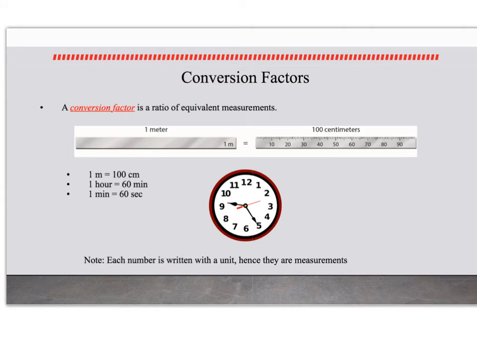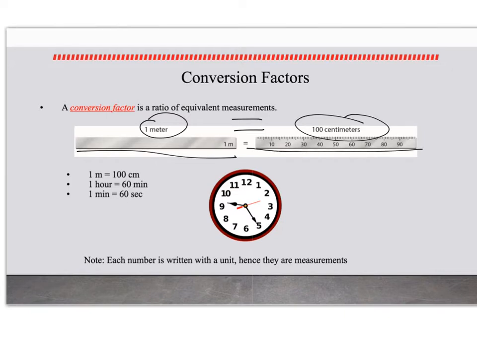So dimensional analysis requires conversion factors, and a conversion factor is just a ratio of equivalent measurements. Hence, 1 meter is equal to 100 centimeters. And if you look at the scales around here, or the rulers, they're exactly the same. They are equivalent. So if we are converting between one unit and the next, we use these conversion factors to help us get there. More common ones that you might know, 1 hour equals 60 minutes, and 1 minute equals 60 seconds. And again, note that each number is written with a unit, hence they are a measurement.